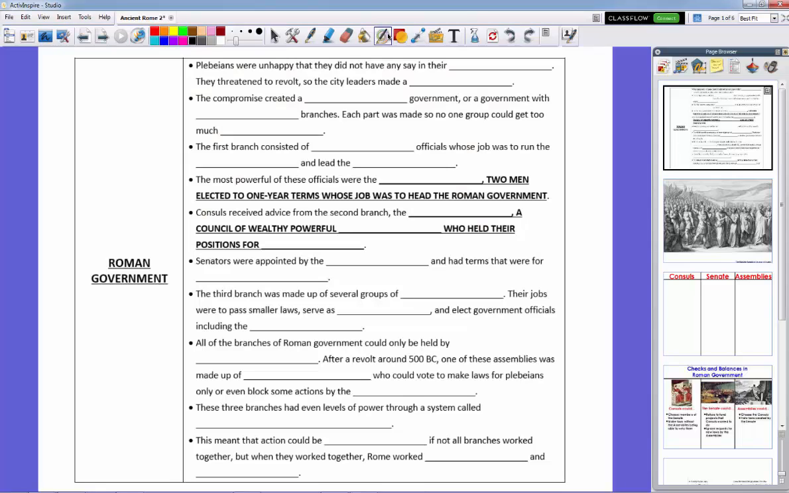Hey guys, Mr. Klein here, and we are looking at our second lesson today on the Roman Republican government. Our last lesson talked about the foundations of Rome, and the next lesson in the chapter will talk about the bulk of the Roman Republican history. So let's go ahead and get going.